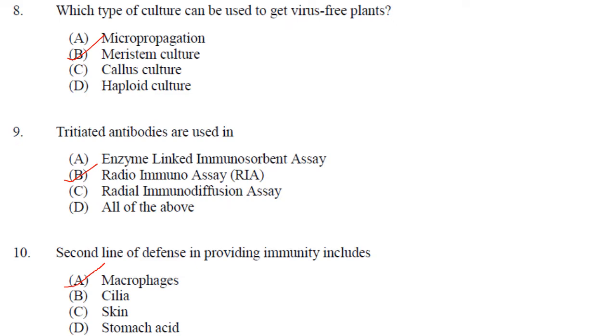Then next one, second line of defense in providing immunity includes. So the second line of defense is non-specific resistance that destroys invaders in a generalized way without targeting any specific cells. These include the phagocytic cells or the macrophages, and they destroy all microbes that pass into body tissues. So answer is option A, that is macrophages.